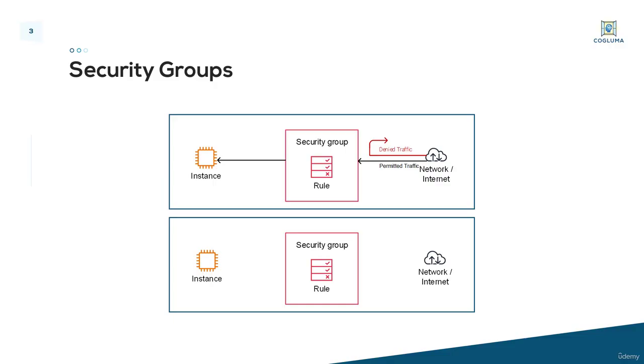Now, similarly with outbound traffic, keep in mind that outbound traffic is all enabled by default, so the permitted traffic will just go right through. But if we did not want to allow all outbound traffic, if we wanted to control what was allowed to go outbound, and there was not a rule in place, similarly, that security group would stop that traffic from getting out. And so that traffic would never get out to the internet.